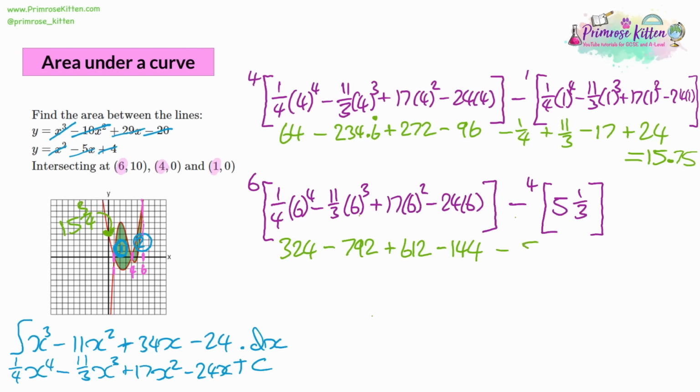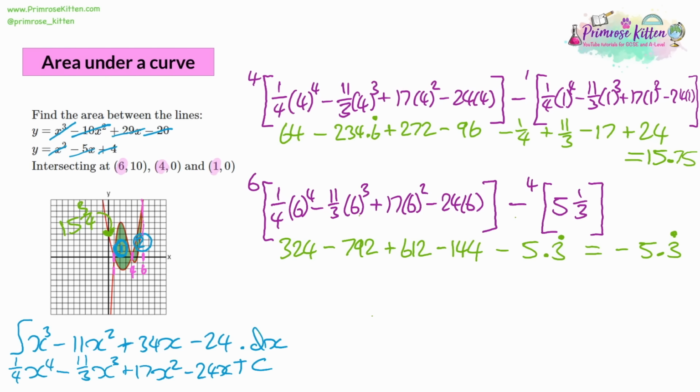We're going to take away from that the 5 1/3. And then altogether, that should give us the second area. So 324, take away 792, plus 612, take away 144, take away 5 1/3. That's giving us negative 5 1/3. Isn't it odd that we get that same number twice? Basically, everything, when we substitute in the 6, seems to have cancelled itself out.